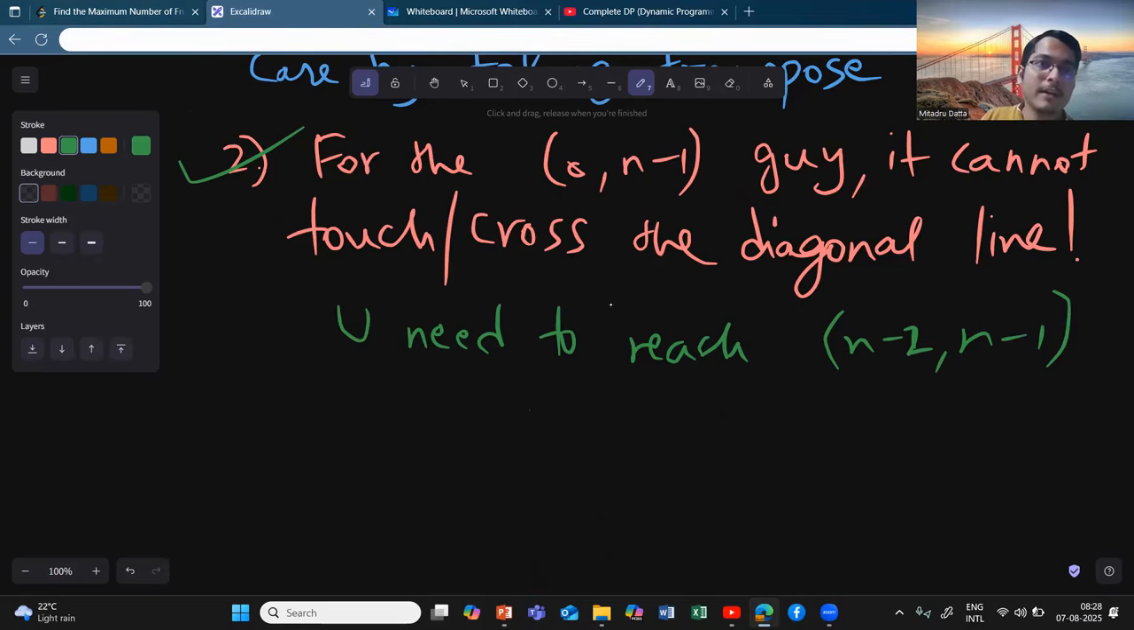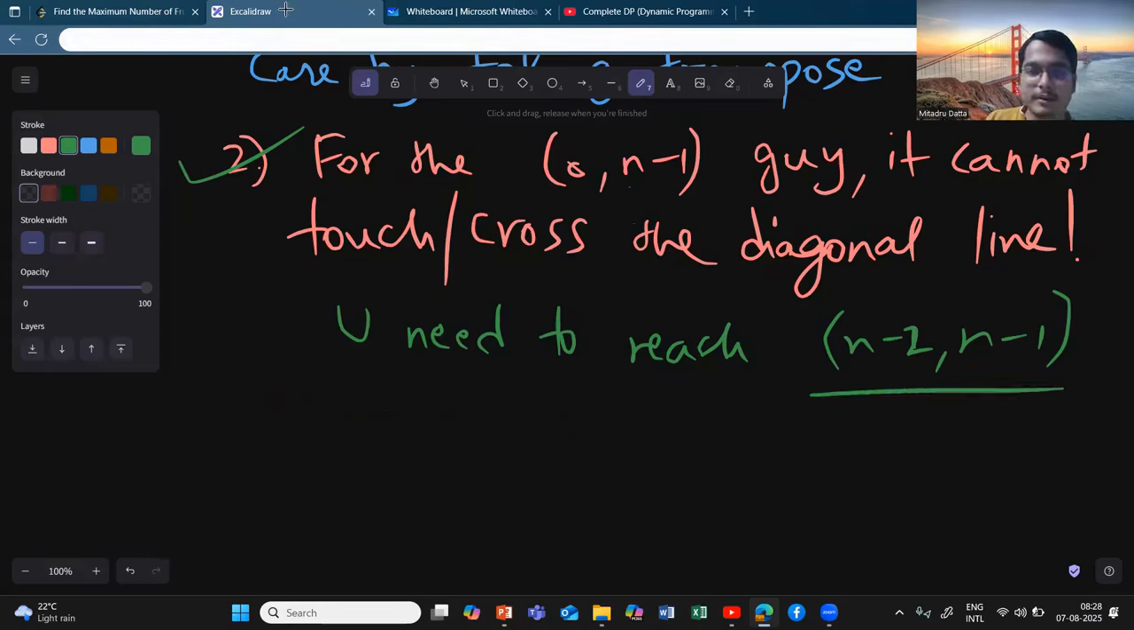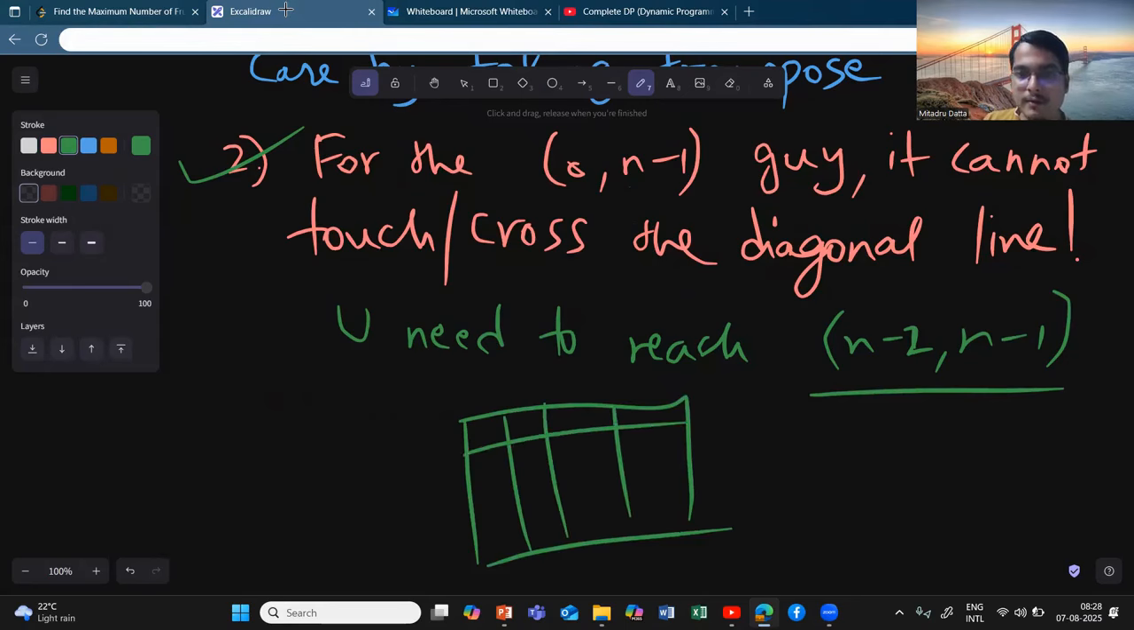Can you tell me why? Because let's say you are having some grid, in any shape, and this guy is already traveling along the diagonal. One guy is already traveling along the diagonal, so you do not want to touch the diagonal. If you reach this point, from this point you have only one choice, to go here, and you will not get any fruits in that, because this is already collected by the first guy.